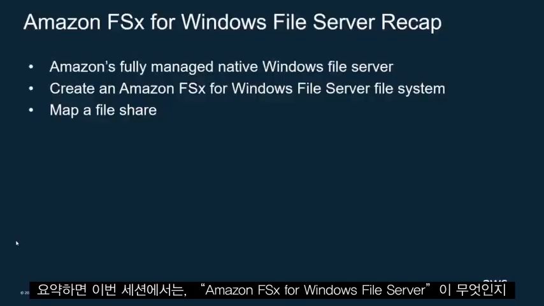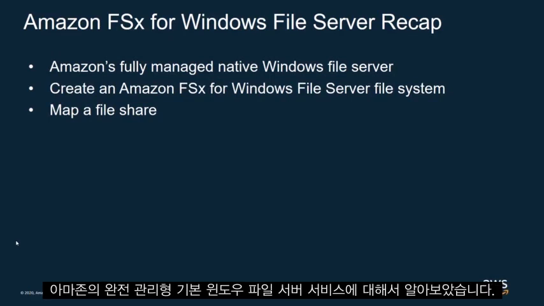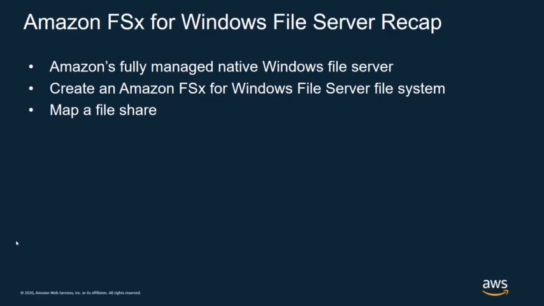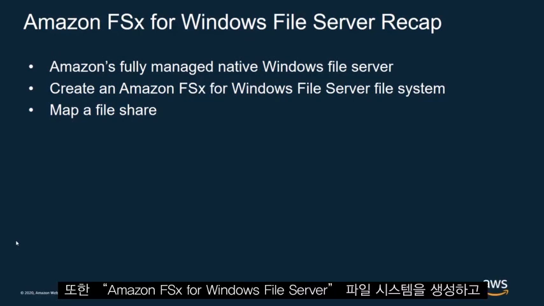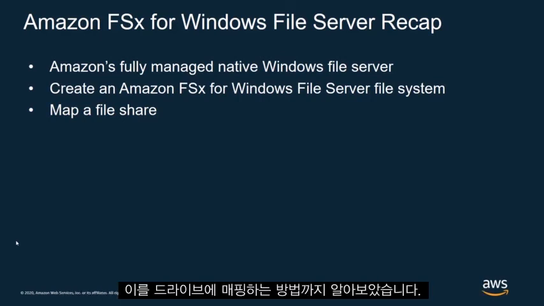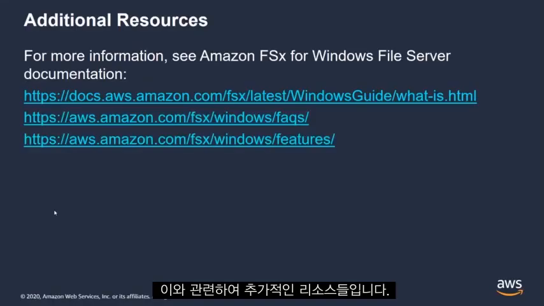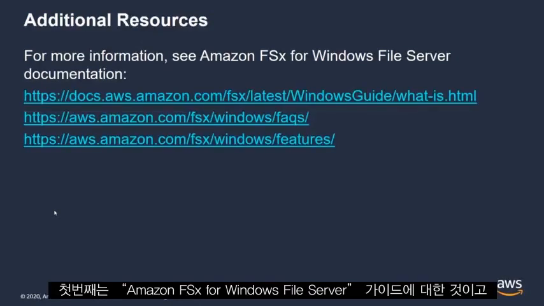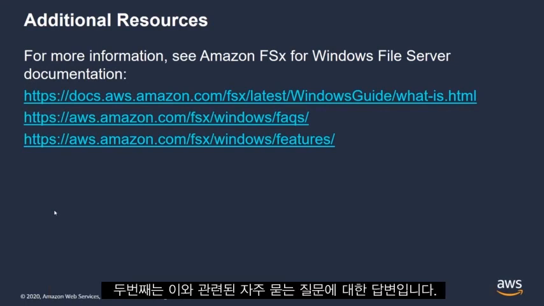So in recap, in this session you learned what Amazon FSx for Windows File Server is. It's Amazon's fully managed native Windows File Server service. You also learned how to create an Amazon FSx for Windows File Server file system, and then how to map a drive to it. So here are some additional resources. The first is a guide on Amazon FSx for Windows File Server, and the second is a great FAQ that has a lot of frequently asked questions about Amazon FSx for Windows File Server.